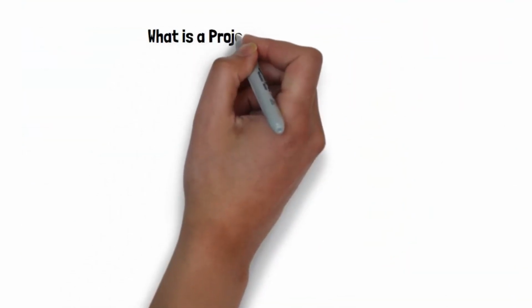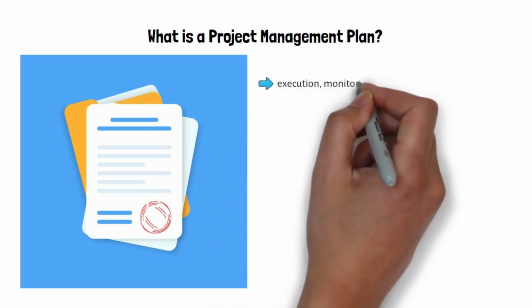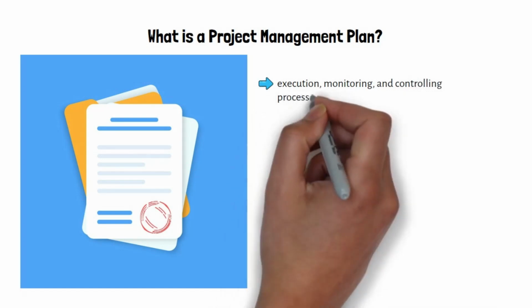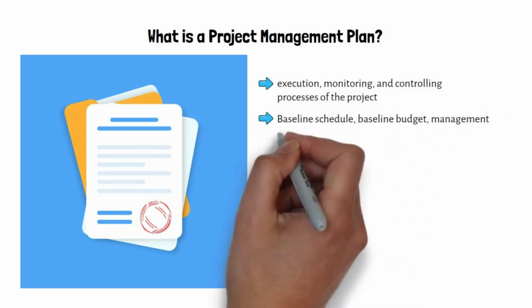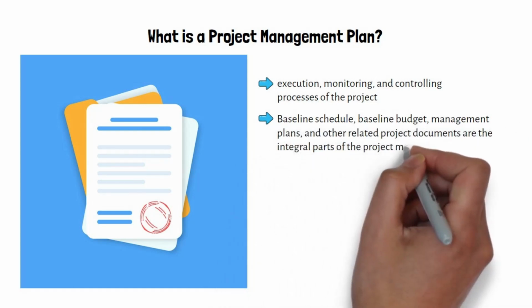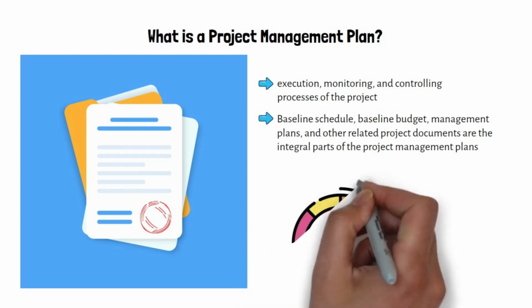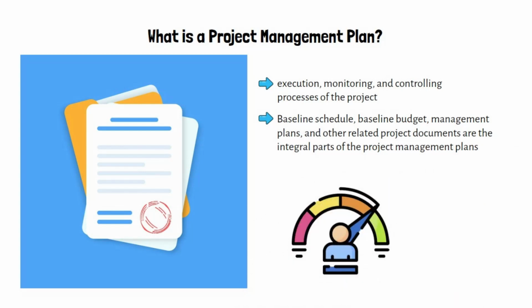What is a project management plan? A project management plan is a formal document created by the project manager based on the inputs gathered from the stakeholders and the project team. Typically, it describes the execution, monitoring, and controlling processes of the project. Baseline schedule, baseline budget, management plans, and other related project documents are the integral parts of the project management plans. Simply put, this plan defines how the project team will deliver the scope of the project.